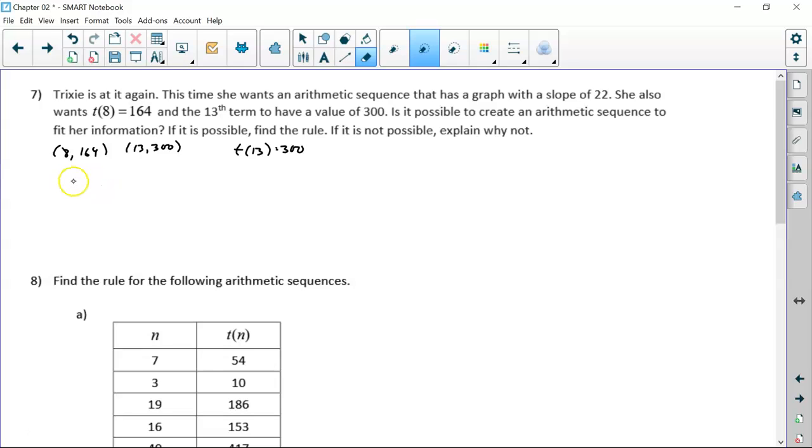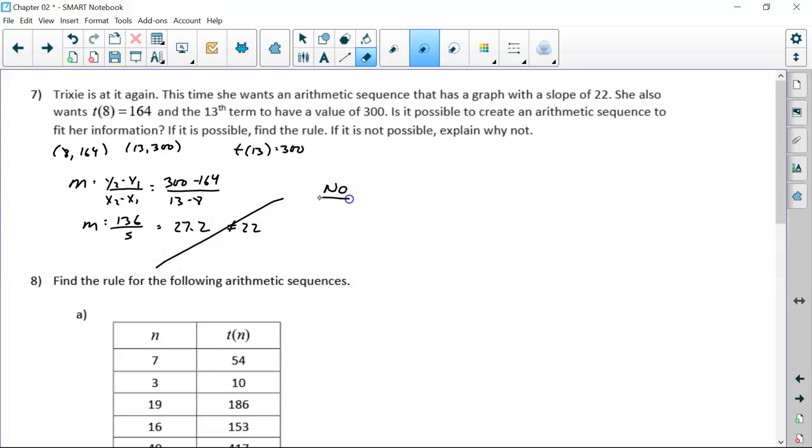What we're doing is checking to see, would the slope equal 22? So we look at the slope. m equals y2 minus y1 over x2 minus x1. 300 minus 164 over 13 minus 8. So you're going to get 136 over 5, which is 27.2. Now that's not 22. So no, it didn't work. We needed to get 22. Our common difference, our slope, was not the same as we wanted it to be.